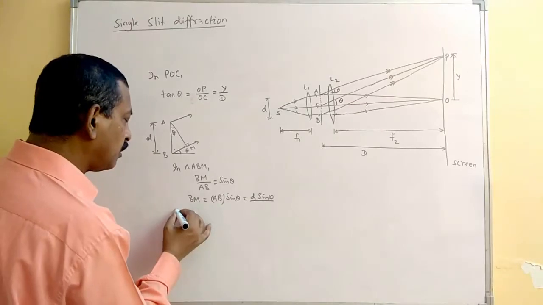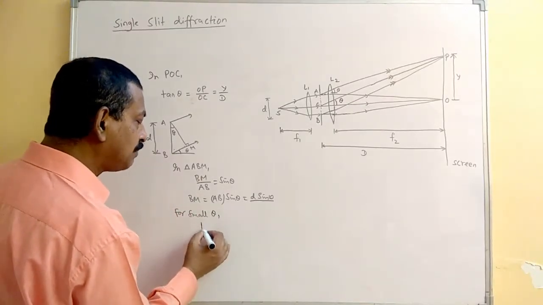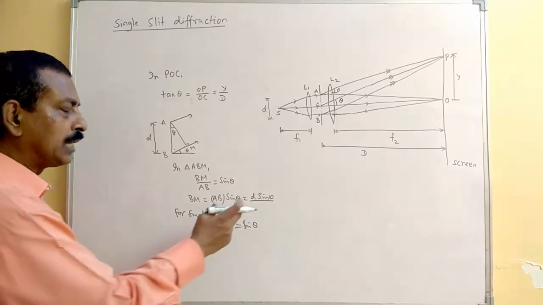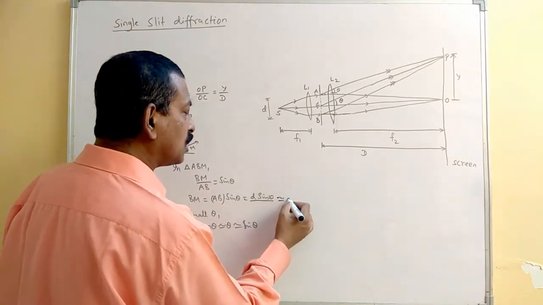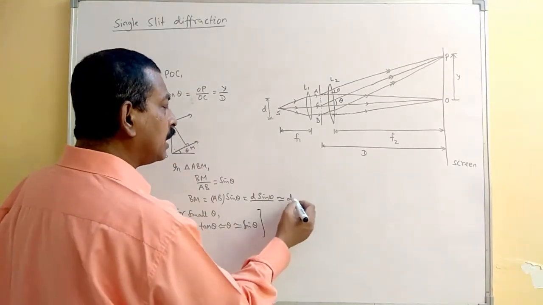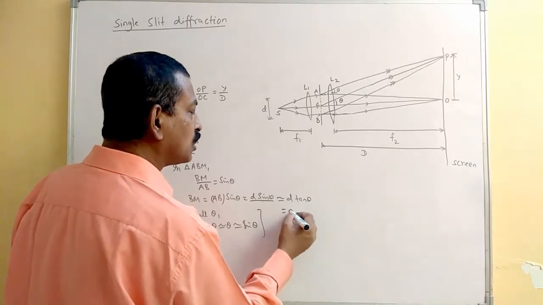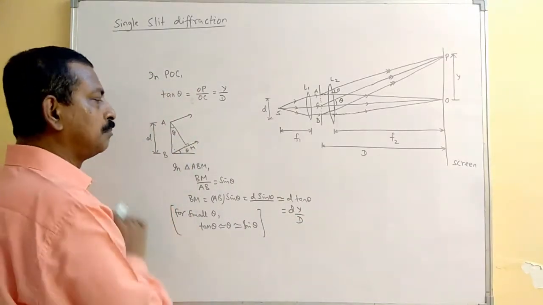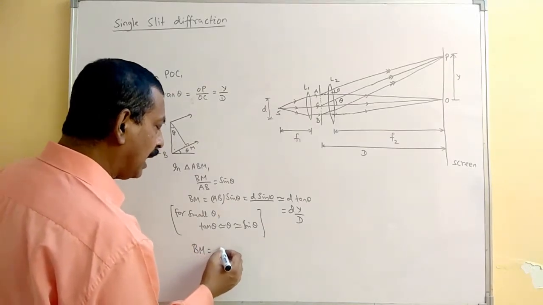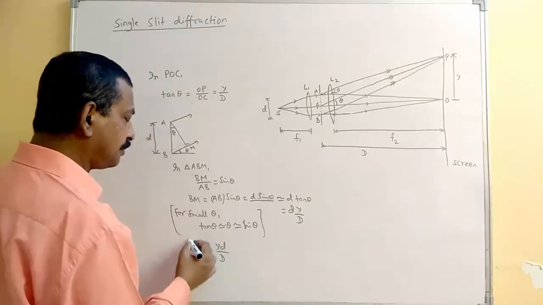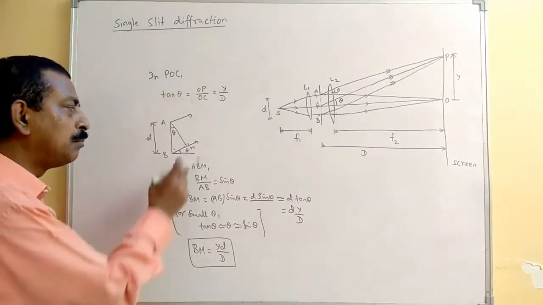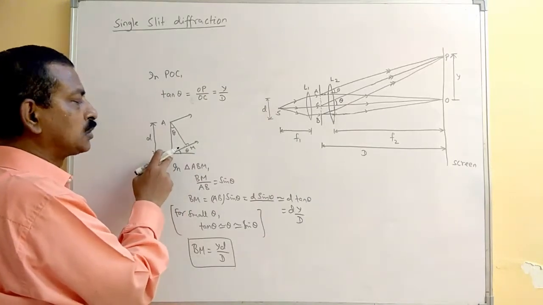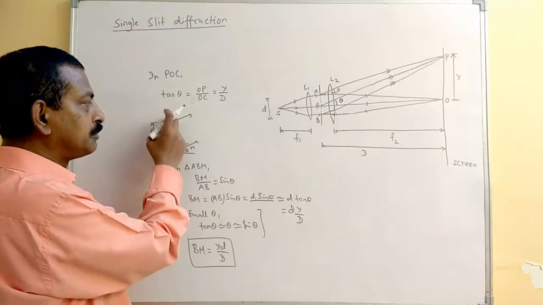Now, for a small theta, tan theta is nearly equal to theta, and that is equal to your sine theta. So I can substitute this as nearly equal to D into tan theta. And what is this tan theta? Y by D. So this BM will now be represented as Y D by capital D. Remember, this BM also indicates the path difference between the wave which is moving from point A and the one which is going from point B. That means this is the extra path difference between the two.